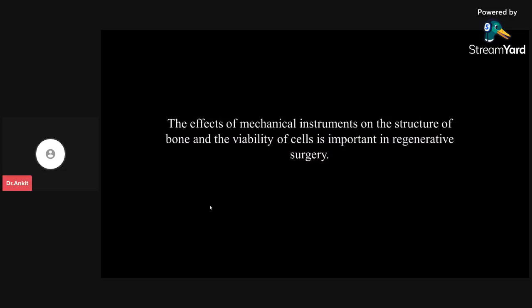See, the effects of mechanical instruments on the structure of bone and viability of cell are very important in regenerative surgery, be it periodontium surgery, implant surgery, sinus surgery, or any maxillofacial surgery. The viability of the osteoblast cells, which are in proximity to the inserts or the tips of the piezotome, is extremely important.